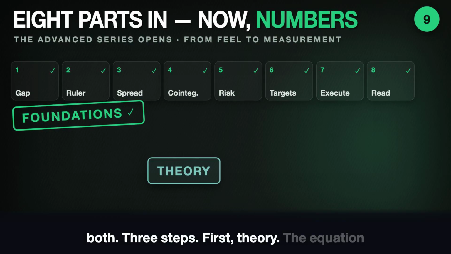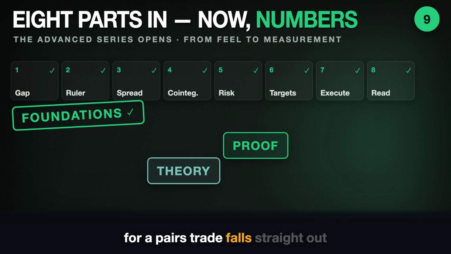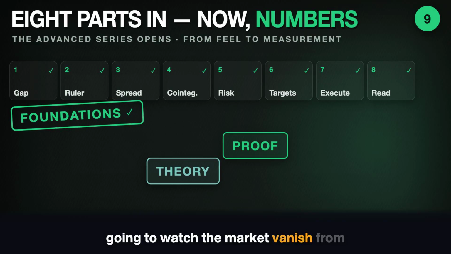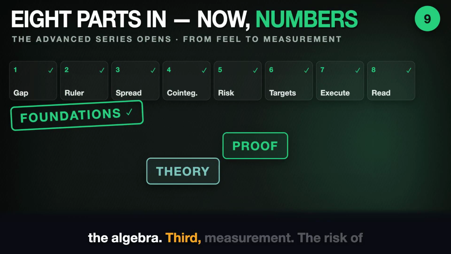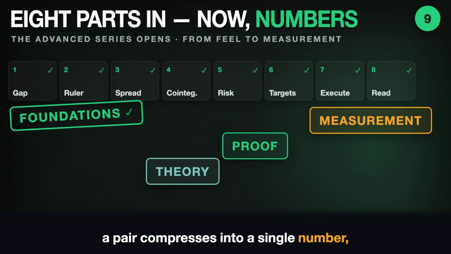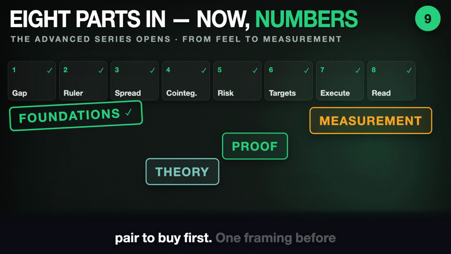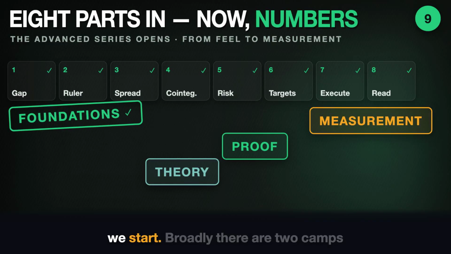First, theory. The equation for a pairs trade falls straight out of the capital asset pricing model, out of CAPM. Second, proof. You are going to watch the market vanish from the algebra. Third, measurement. The risk of a pair compresses into a single number, and with that number, you decide which pair to buy first. One framing before we start.